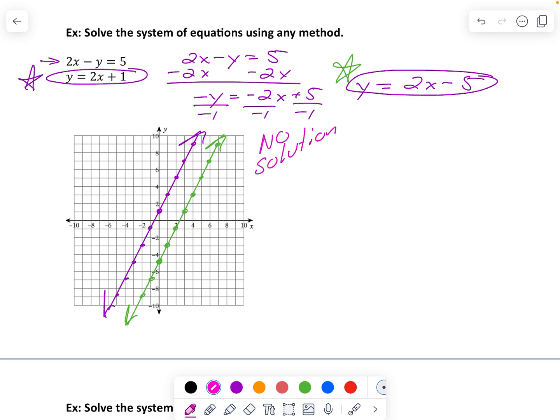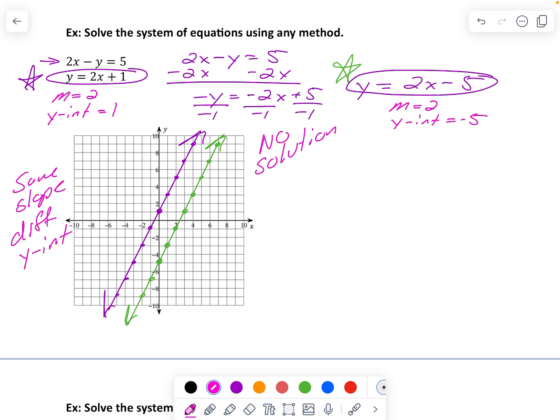Notice that for this first equation, our slope was 2 and our y-intercept is 1. For this one, our slope is 2, our y-intercept is -5. So we could see we had the same slope, different y-intercepts. So if you have just the two equations in slope-intercept form, you could determine that if they have the same slope with different y-intercepts, it would be no solution.